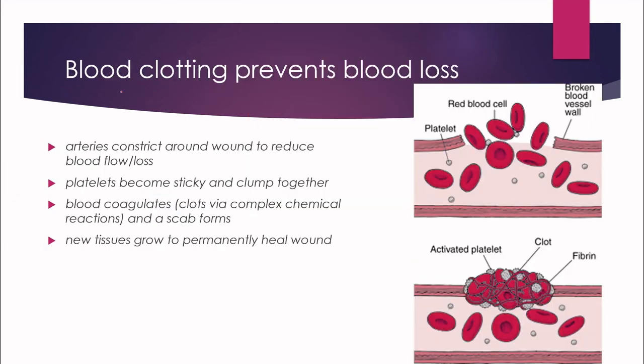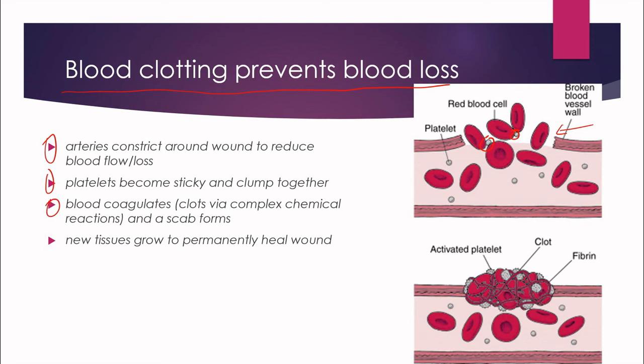So the last thing we're going to look at today is how blood clotting prevents blood loss. Anytime you have a rupture in a blood vessel wall, you're going to have bleeding, obviously. The first thing that's going to happen, the arteries are going to constrict, and hopefully in the first instance, that reduction in blood flow to the site will reduce the amount of bleeding. The second thing that's going to happen here is the platelets will become sticky and they'll start to clump together. You can see that actually occurring here. We've got these little platelets starting to bind some of these red blood cells together.